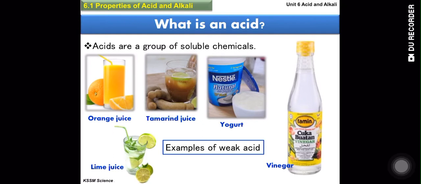Orange juice is acid, tamarind juice is acid, yogurt, lime juice, vinegar. If you notice something, there's one similarity between all these five. They will taste sour. Yes, they will taste sour. So one of the simplest examples to understand acids: they taste sour.